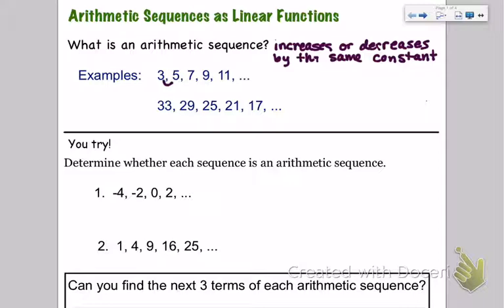If I'm going from 3 to 5, I'm adding 2. If I'm going from 5 to 7, I'm also adding 2. 7 to 9, I'm adding 2. 9 to 11, I'm adding 2. So yes, this is an arithmetic sequence.